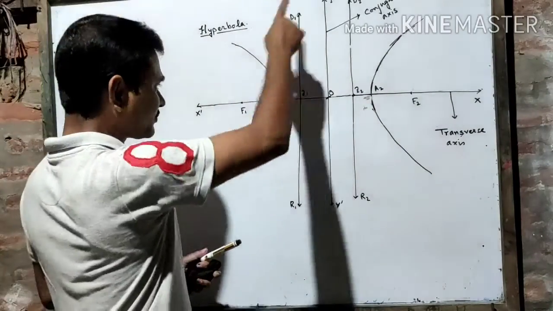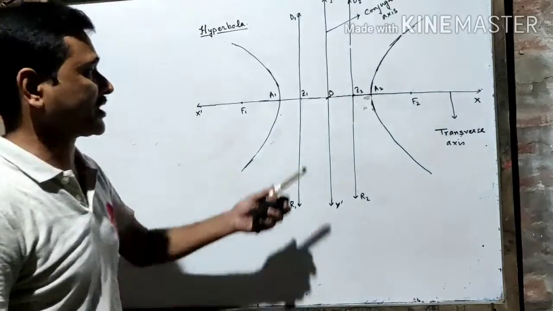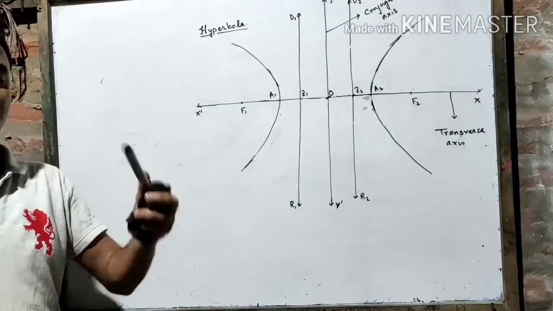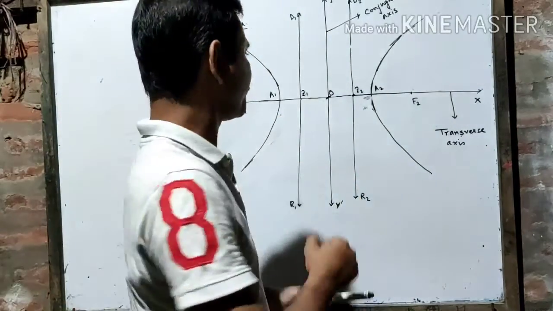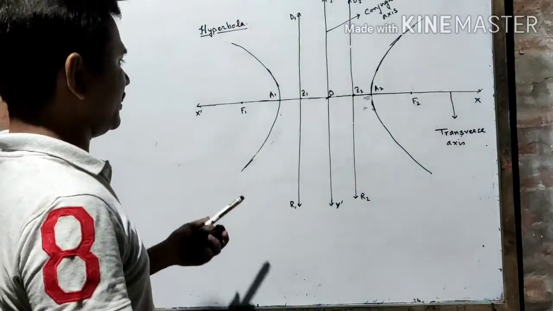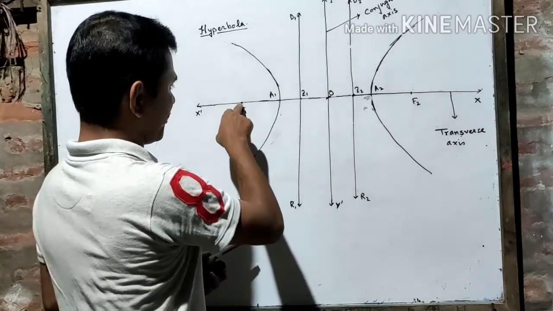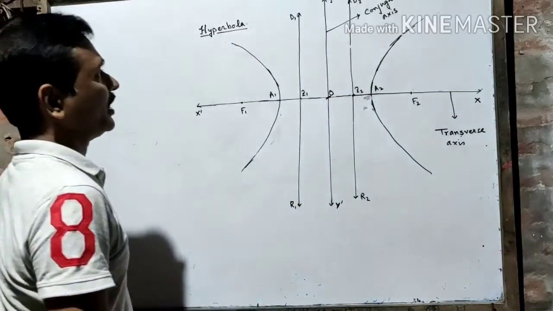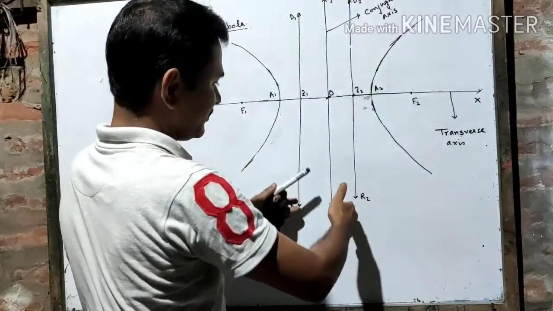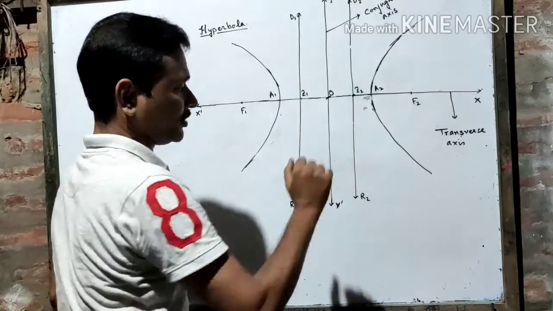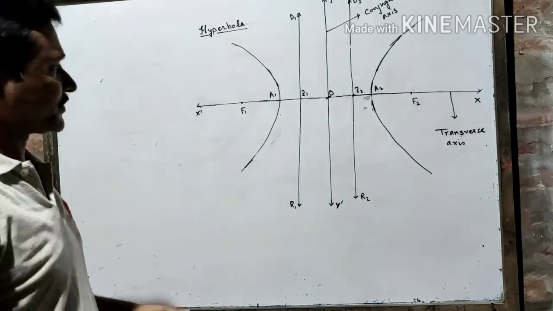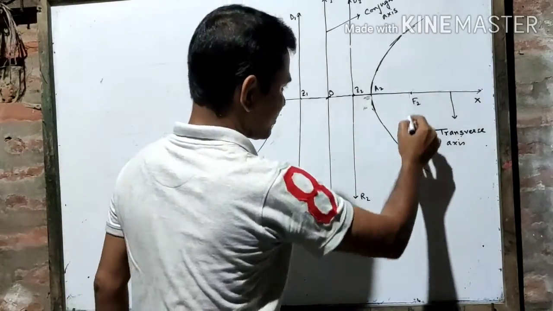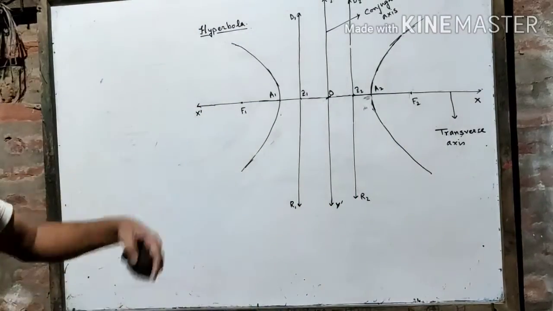Then the point at which the transverse axis and conjugate axis intersect is the center of the hyperbola. Thus the hyperbola is a central conic; it has a center. Then these two points F1 and F2 are the foci. Then two directrices, D1R1 and D2R2. These two lines are the directrices. There will be a latus rectum, a focal chord perpendicular to the axis. There will be two latus rectums.